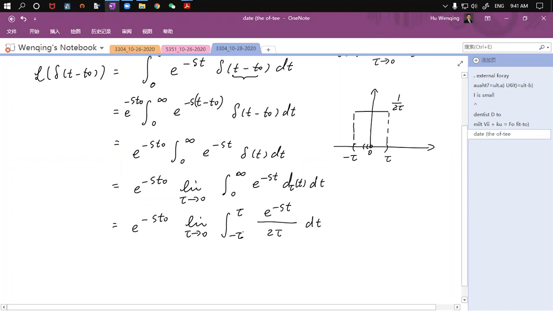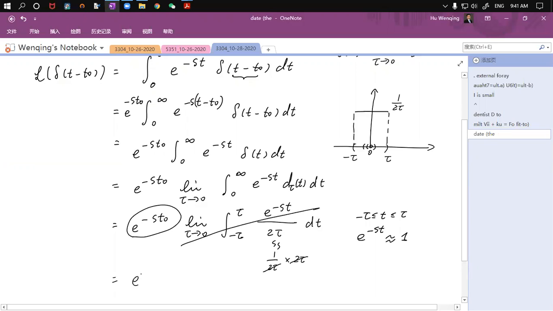Well, it's kind of clear that the numerator is e power s multiplied by t, but the t is restricted within minus tau. So basically minus tau less or equal to t less or equal to tau. But if tau is small, then e power minus s and t is very close to 1. So you're integrating basically something very close to 1 over 2 tau on the interval from minus tau to tau. So the integral is 1 over 2 tau multiplied by 2 tau. You're going to cancel. You're going to just have a 1 in the limit. So the limit is e power s multiplied by t0. Is that good, family? Okay.